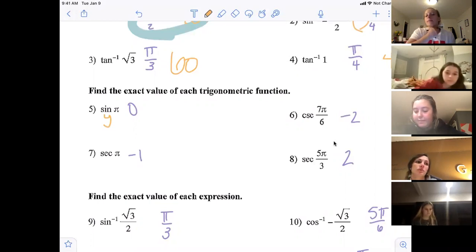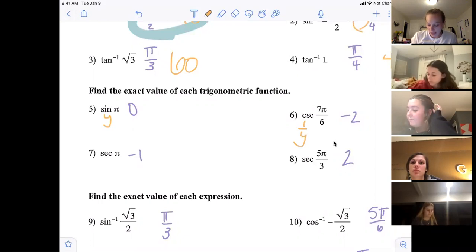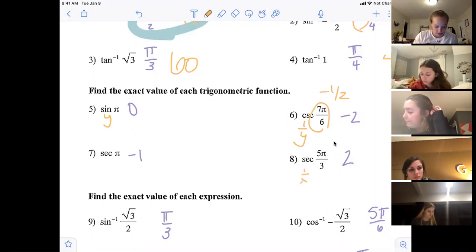Okay, I get it. The other 3 were cosecant and secant. So you have to remember that cosecant is 1 over y. So y at 7 pi over 6 is -1/2, so you have to flip it. And then same thing with secant, it's 1 over x. So you had to do a little flipping there. Okay.